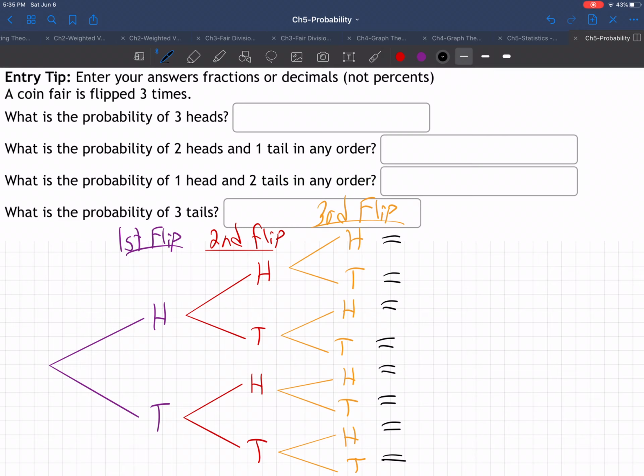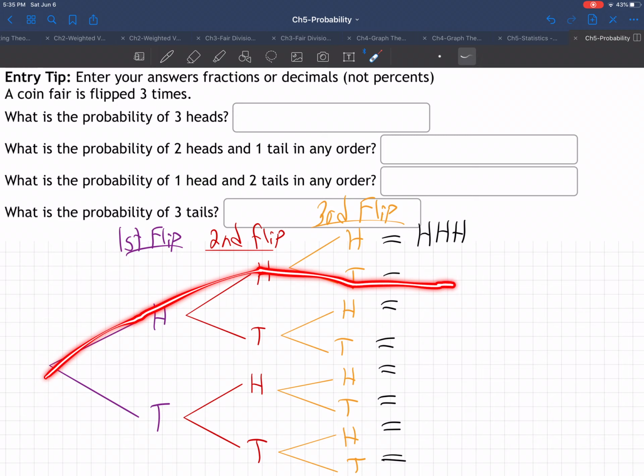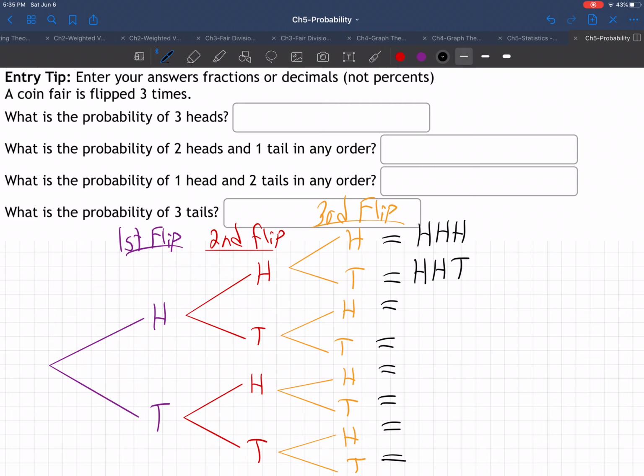So starting back here, we have head, then head, then head. 3 heads on the flips. Head, head, head. Next, just keep following the branching. Head, head, tail. So we get here with head, head, tail. So that's going to be head, head, tail, etc. We just keep following the branching.